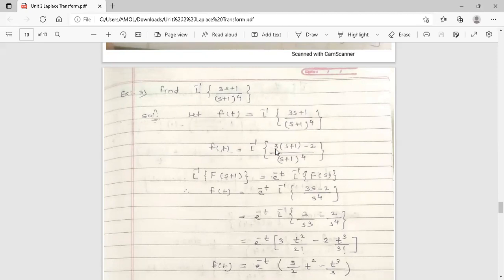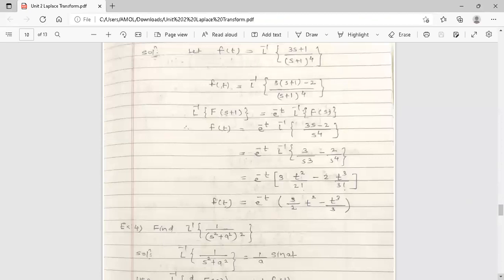If we solve this bracket term, it is 3s plus 3. The constant term is plus 3, but in the original term it is plus 1. So if we subtract 2, then the term will be 3s plus 1. See, 3s plus 3 minus 2 is 3s plus 1, upon s plus 1 to the power 4. Okay, here s is displaced by s plus 1. So again, using the shifting property here, f of t is equal to, now s is displaced by s plus 1.